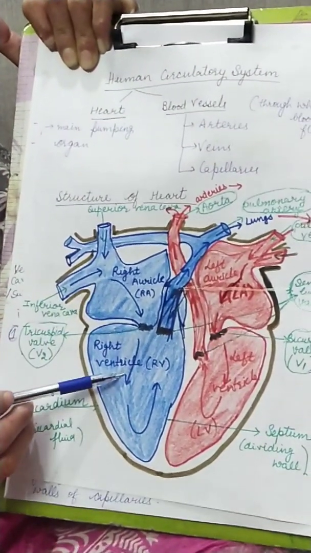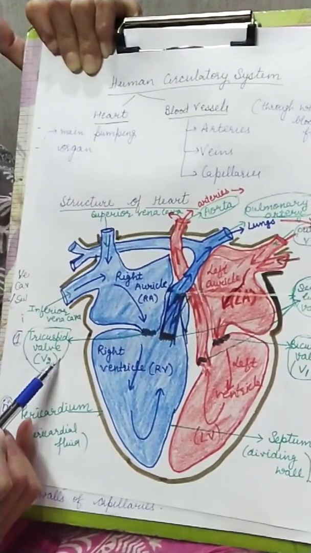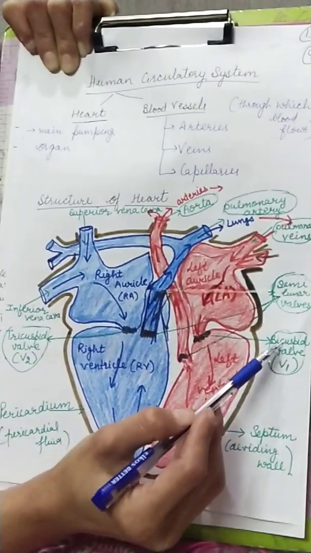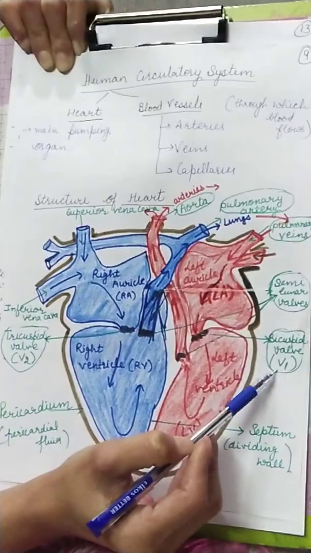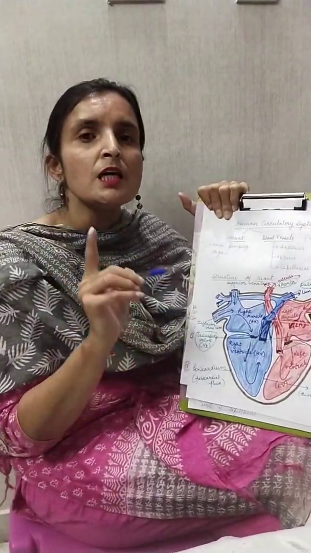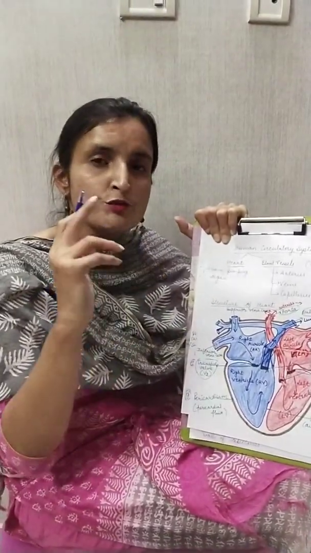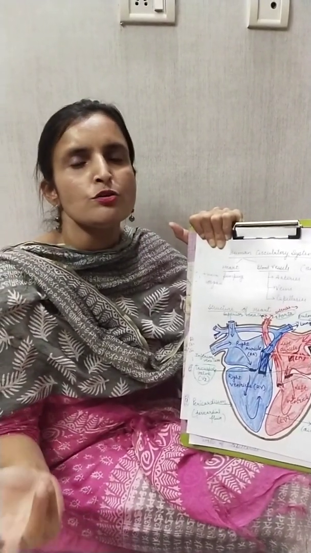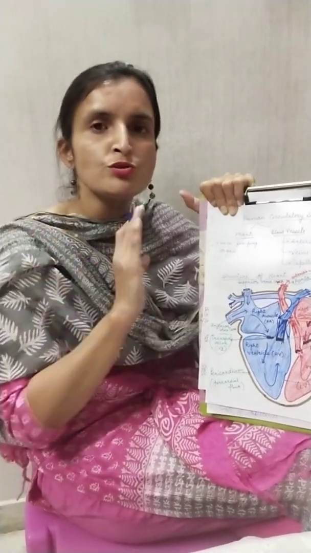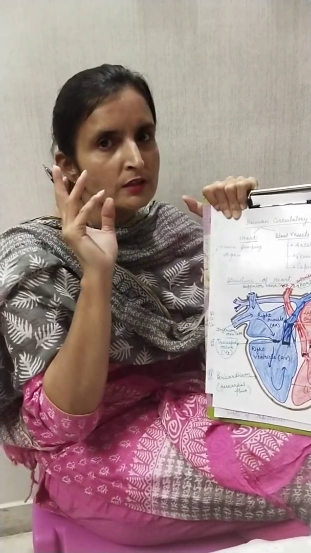The right auricle is separated from the right ventricle through the tricuspid valve, which is V2. But the left auricle is separated from the left ventricle through the bicuspid valve, which is V1. The important function of these valves is that they prevent the backflow of blood. As soon as the ventricles contract, these valves V1 and V2 close so that the blood doesn't go back into the auricles.